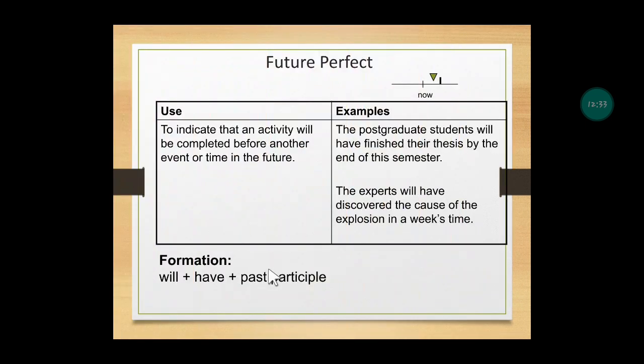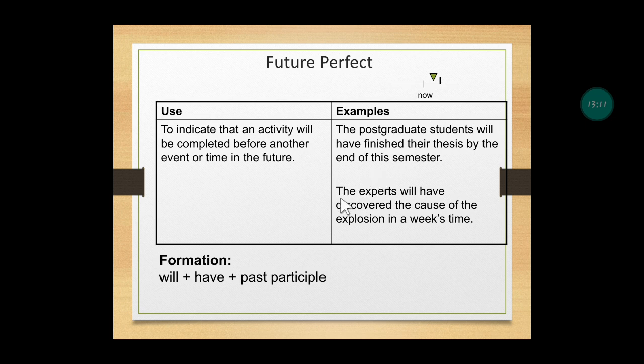Future perfect tense. What is the future perfect tense? Something that is going to happen in the future and will be completed before another event. The postgraduate students will have finished their thesis by the end of this semester. So they are going to finish their thesis, that is one action, by the end of that particular semester.